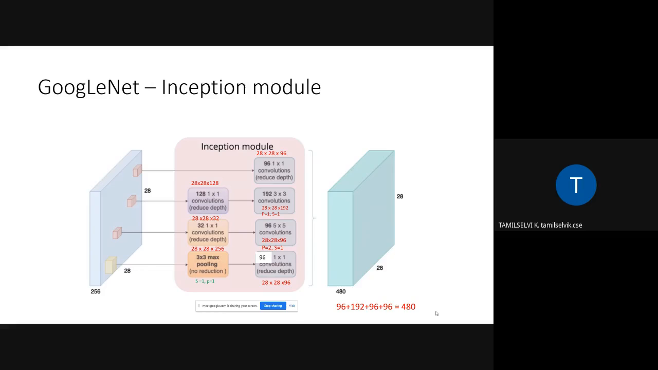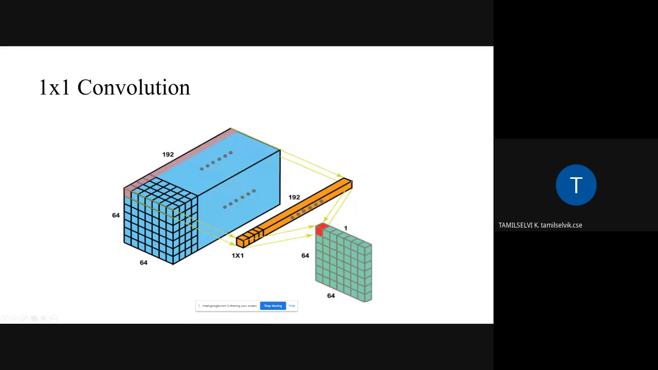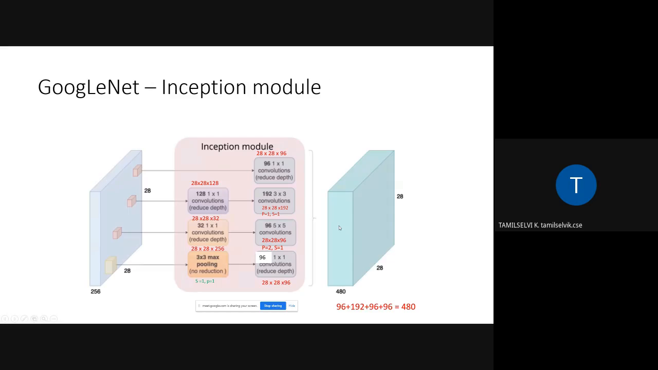In order to avoid that, Google introduced 1x1 convolution. With 1x1 convolution, you are able to reduce the depth. We have seen this in the previous slide. So instead of having 192 depth, we have 64 cross 64 into 1 only. I will give you a calculation so that you understand it.